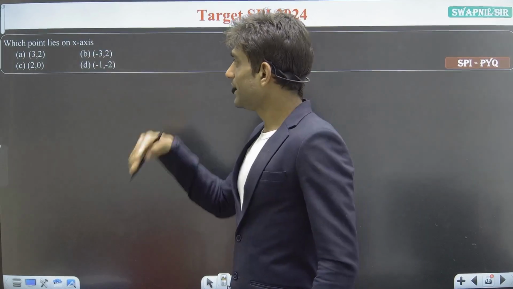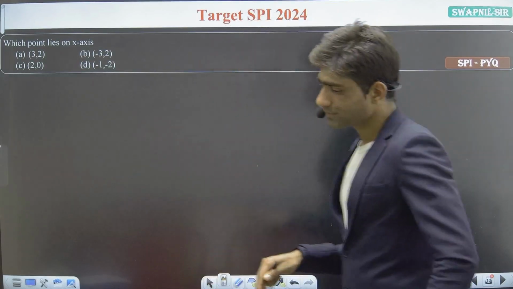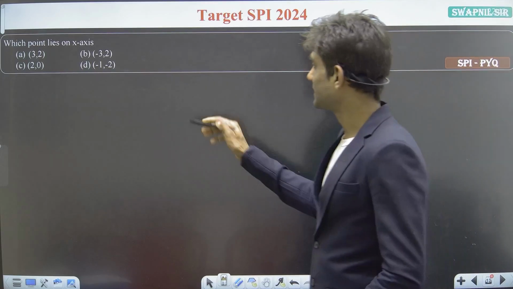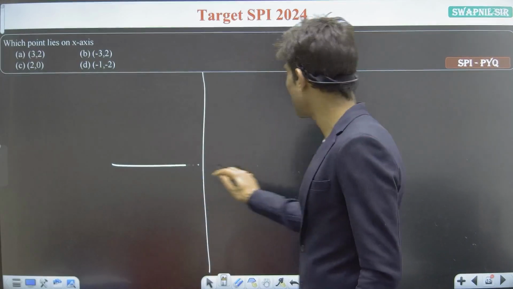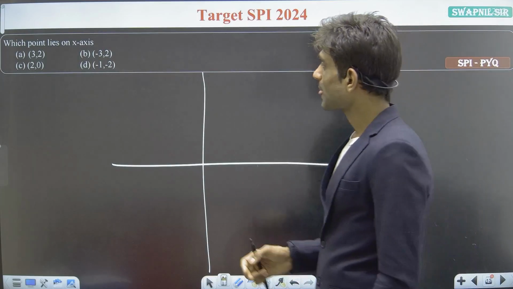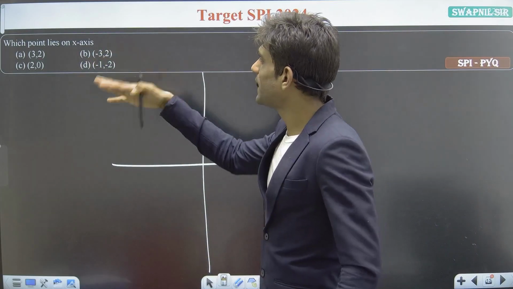Yes, in our next example we are given: which point lies on the x-axis? Very easy question. The example is completely based on the coordinates x and y. So we have to find which point lies on the x-axis.